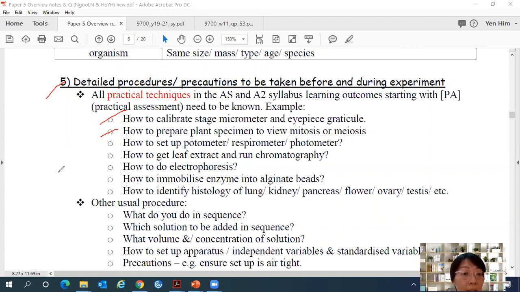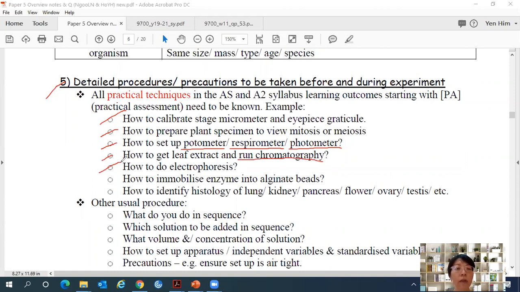Now there's one thing here I didn't mention, which is how to carry out biochemical tests like Benedict's test, DCPIP test, Biuret test. So I didn't mention here. If you want, you can write it in your notes, okay, to make it complete. How to set up potometer, respirometer, and photometer, okay? How to get the leaf extract, and then how to set up and run chromatography.